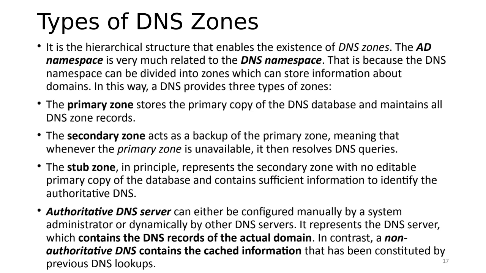So where is the primary zone located? In the DNS server. The secondary zone, DNS server. Stub zone, DNS server. They are all located in the DNS server, and we are going to create them in the lab.